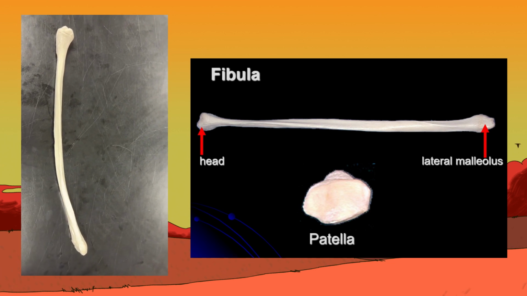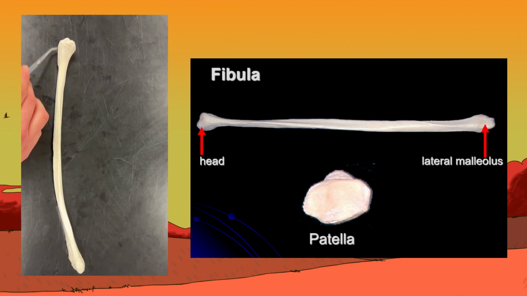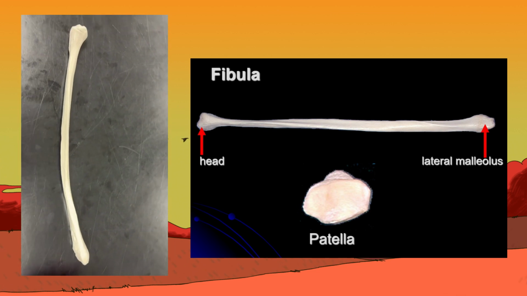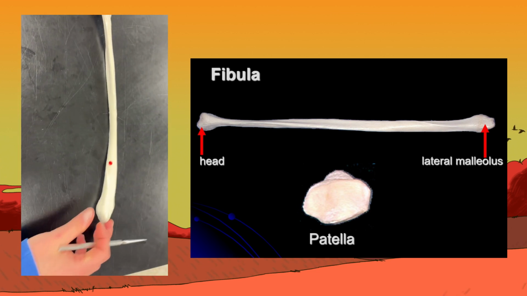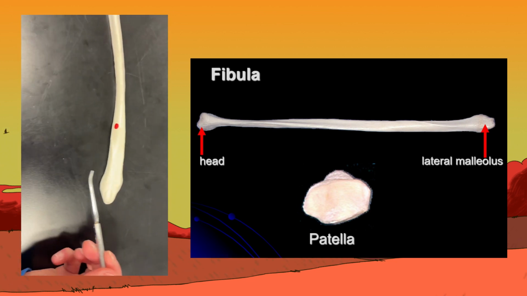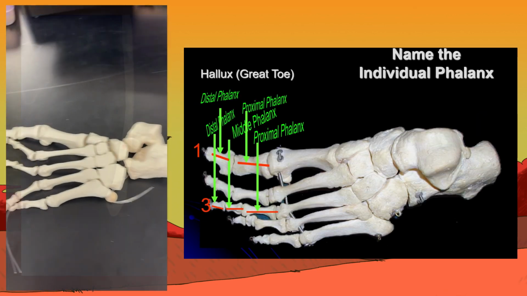There's not too many identifying factors for the fibula, but this is the head of the fibula on this end. And then over here we have the medial malleolus, and then if you flip it over you can see the lateral malleolus. So medial and lateral. Here's your hallux, the great toe.